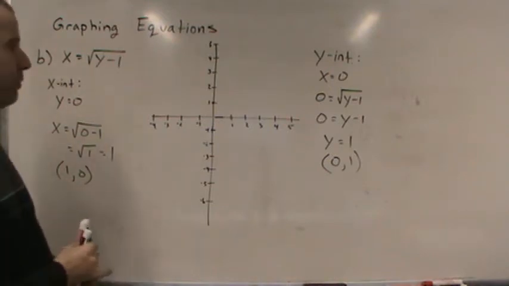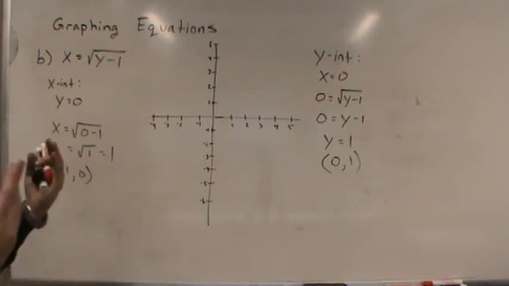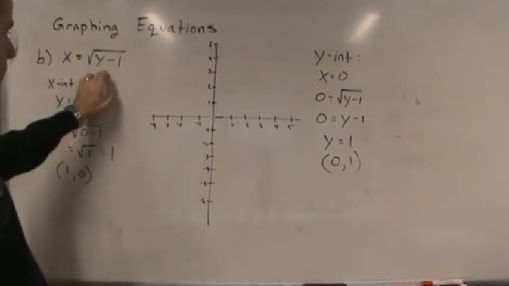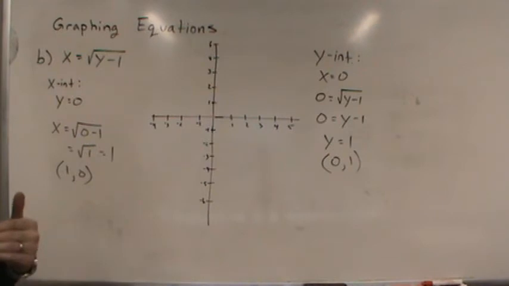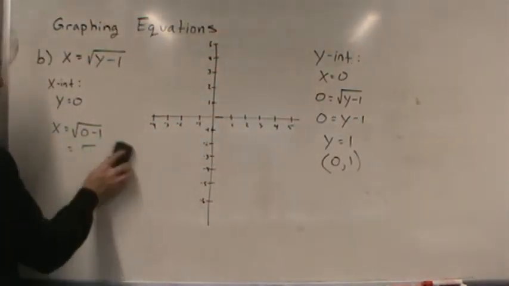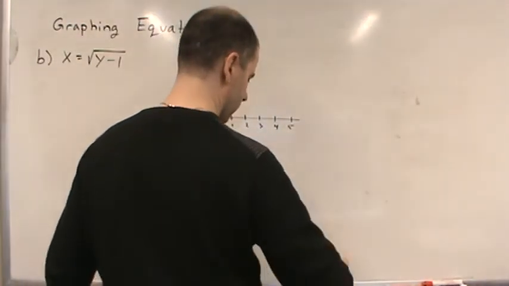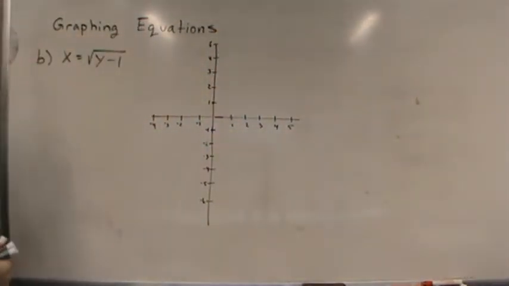So let's do some additional points here. Remember step 2, don't ever forget: when it comes to square roots, or squares, or something else besides linear, you're going to want at least 3 points. I would go maybe 4 or 5 just to get a good picture. So we got the x and y intercepts. Now let's come up with some more points.